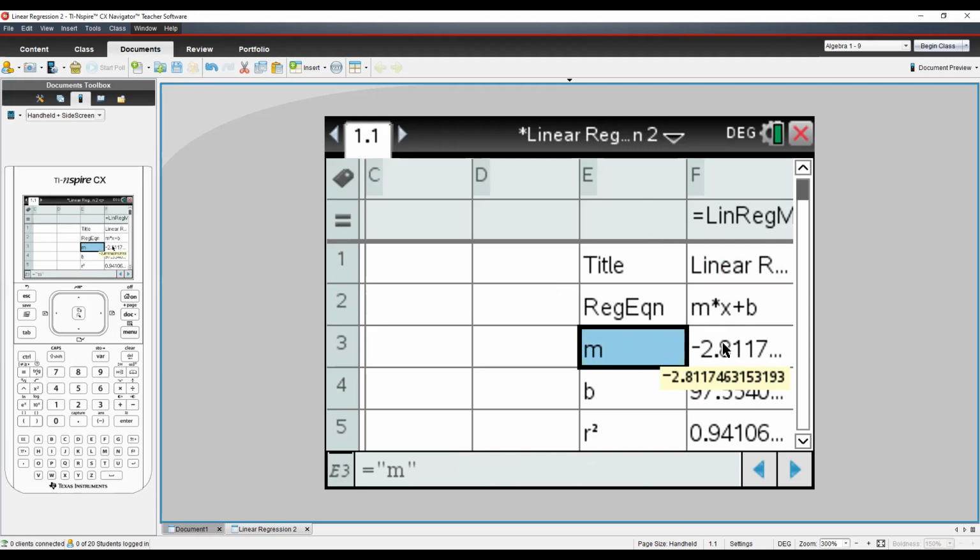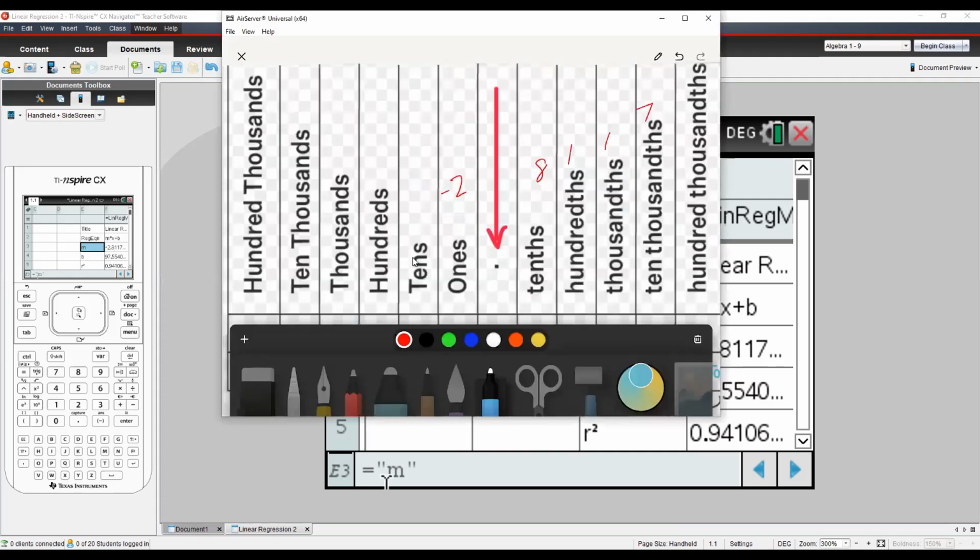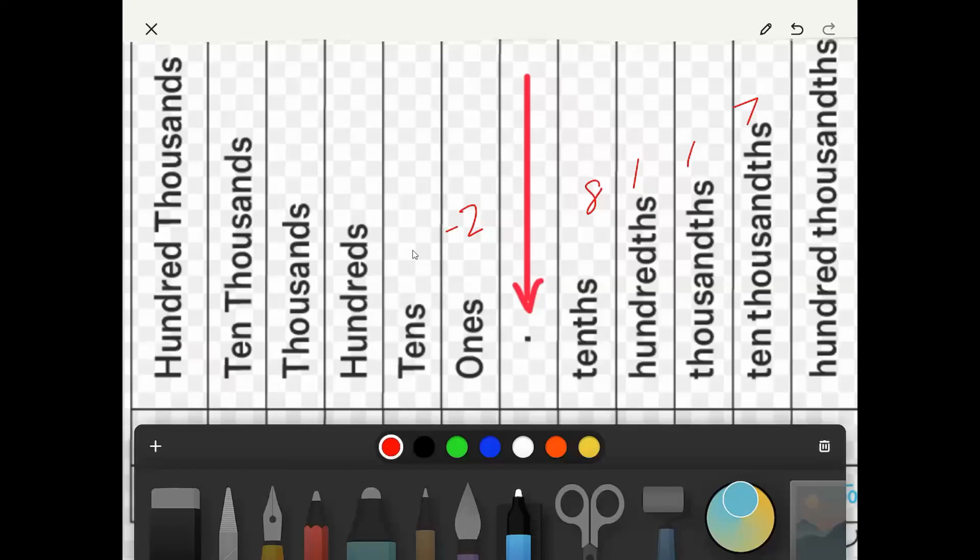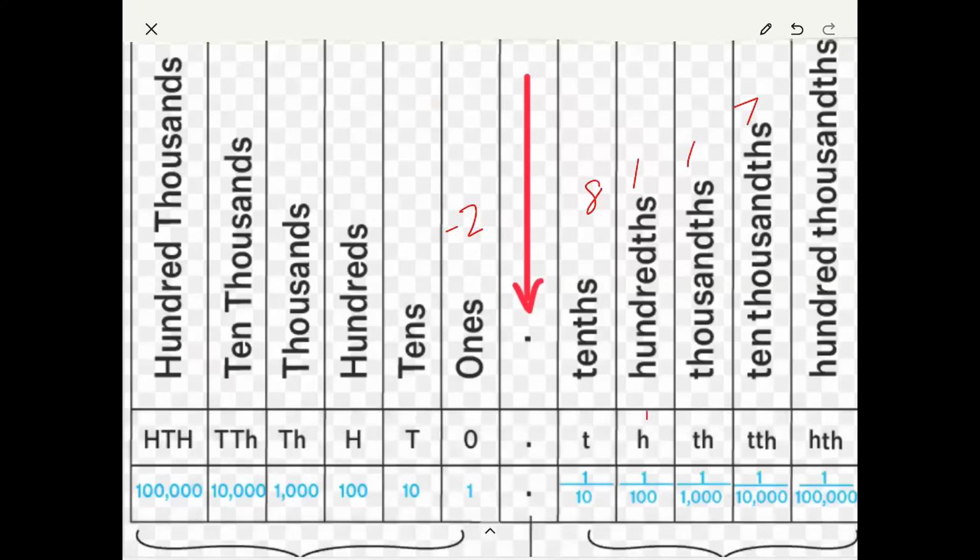So it's a -2.81117, that's enough. So if I go here and look at the number, we're rounding to the hundreds place. So that would be this column. So I look at the 1 and I look to the number to the right.